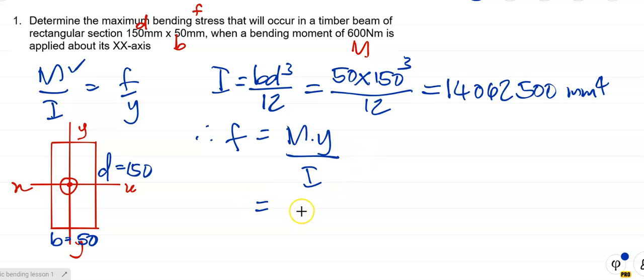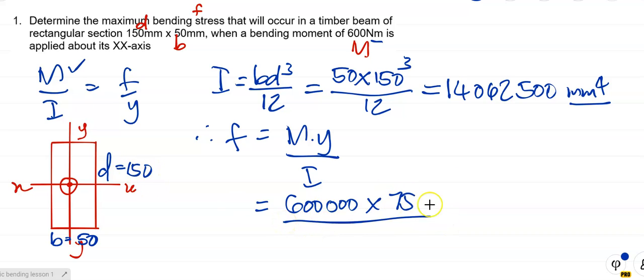Now notice, I is in millimeters to the fourth, and M is given in Newton meters. Be careful. We need to convert 600 Newton meters to 600 Newton millimeters. How do we do that? We're not converting the newtons, we're converting the meters to the millimeters. We multiply by 1,000. So the moment there is 600,000, or times 10 to the power 3, if you're feeling really smart exponentially, times Y. What's Y? Y is the distance from the centroid to the furthermost fibers. It's D over 2, which is 75.